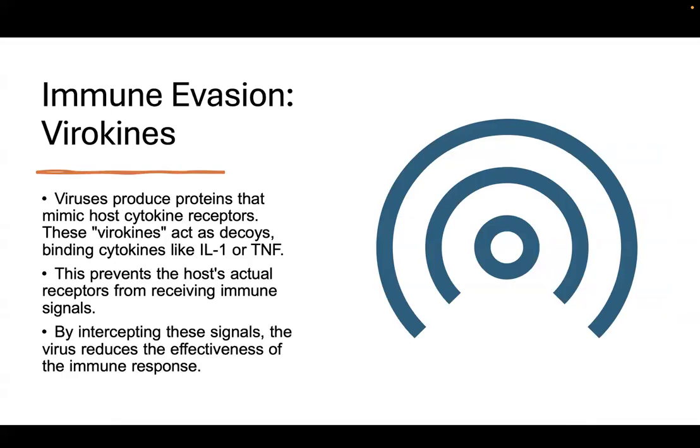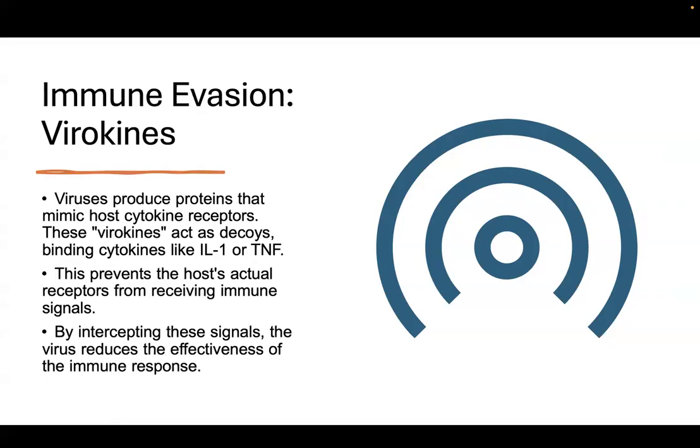But of course, one thing that viruses need to do a lot as well to be successful, they need to evade your immune system. And the viruses have a lot of ways of evading it. One of them is virokines. To me, this is one of the most genius ways for viruses to hide from our immune system.